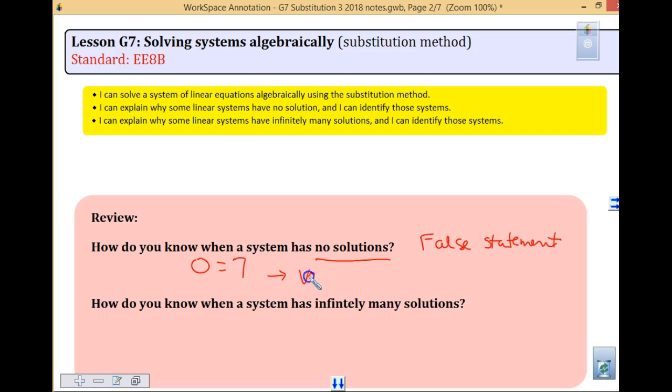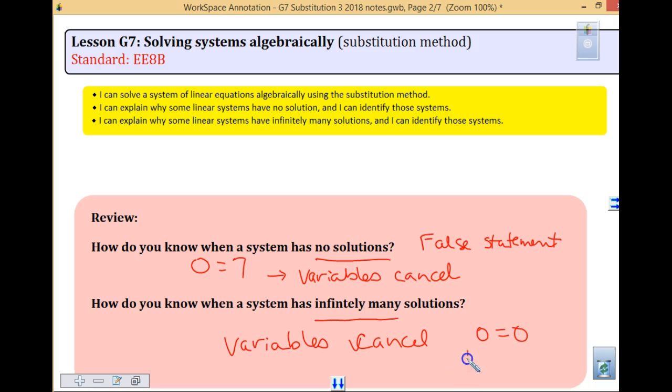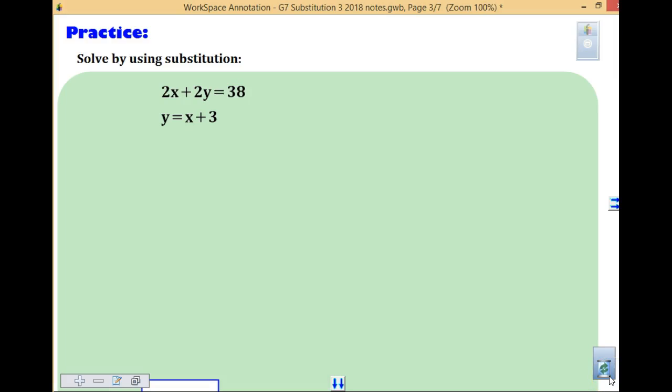As you look at this, the variables both cancel. So make sure you write that. The variables cancel. You're not going to have any variables left, and you get a false statement, 0 equals 7. When you have infinitely many, again, your variables cancel. Only this time when the variables cancel, you're going to be looking at something like 0 equals 0 or 4 equals 4. When you have a true statement, you're going to tell us that there's infinitely many. So tonight's homework, different than the ones up to this point where you've always had one solution, you are going to be having those two types of answers.